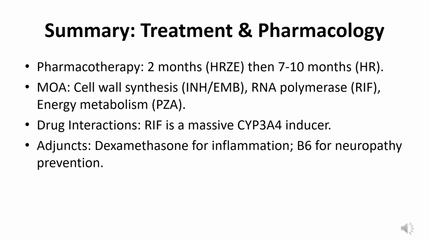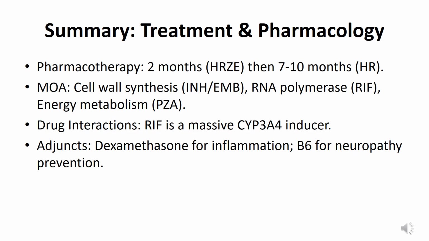Rifampicin is one of the most important examples. It is a powerful inducer of the CYP3A4 enzyme system in the liver. This means it accelerates the metabolism of many medications, including certain antiretroviral drugs, oral contraceptives, anticoagulants, and other commonly prescribed therapies. As a result, drug levels may fall and treatment effectiveness can be reduced. Careful medication review is therefore essential before and during therapy.